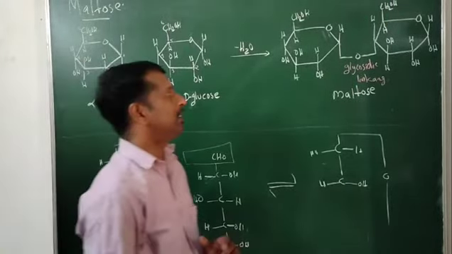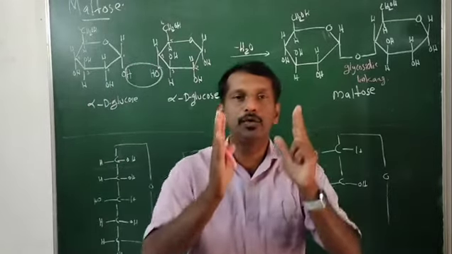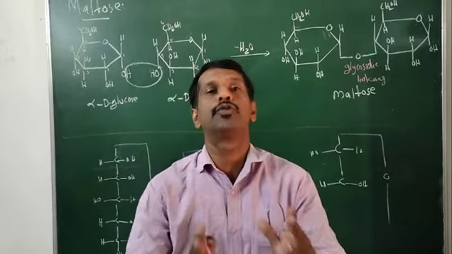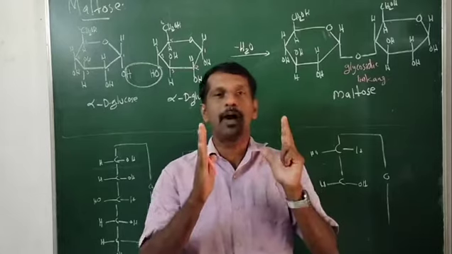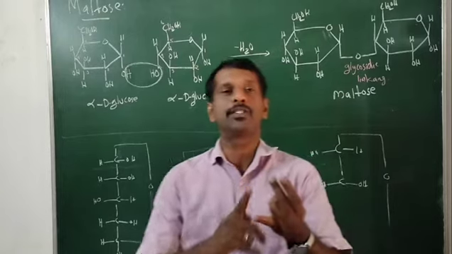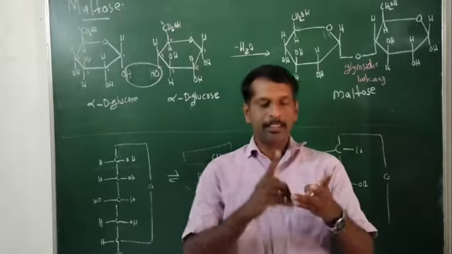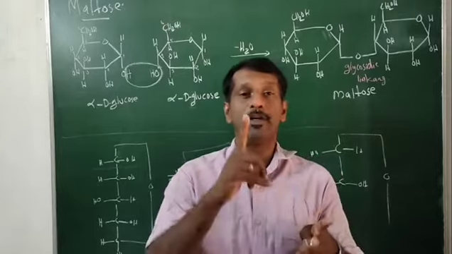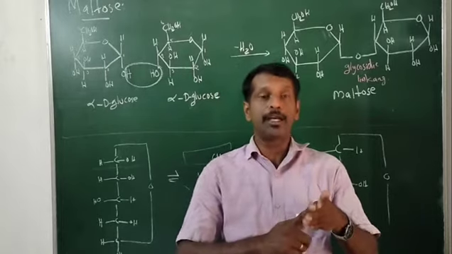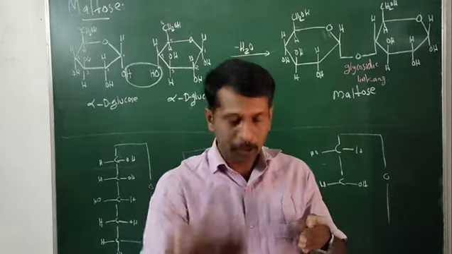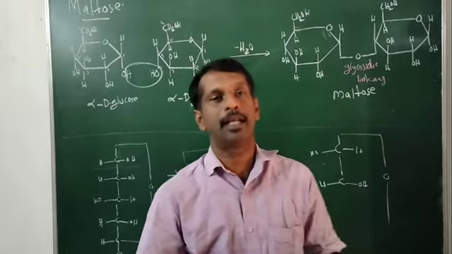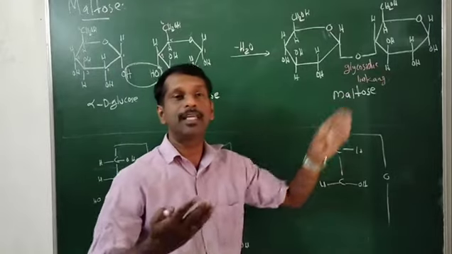Now you can see that maltose is a reducing sugar. Very important. Maltose is a reducing sugar. What do you mean by reducing sugar, or why is maltose acting as a reducing sugar? First, maltose is a reducing sugar, and the second property of maltose is that it will show mutarotation. Reducing sugar means maltose can reduce Fehling's solution, Tollens' reagent, etc. Now why is maltose acting as a reducing sugar?